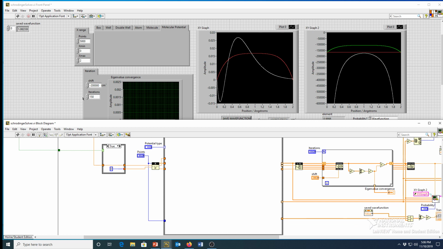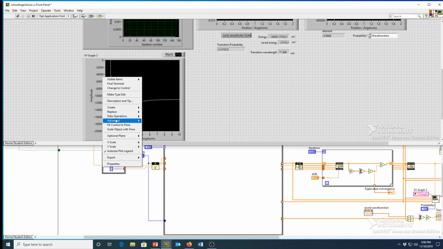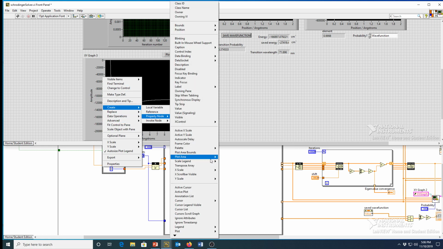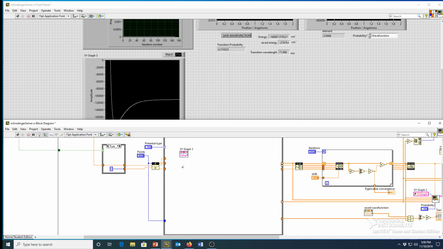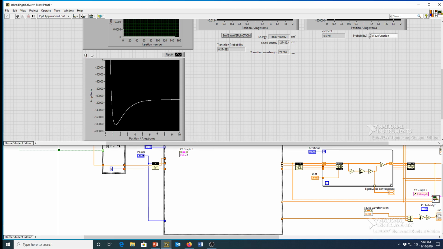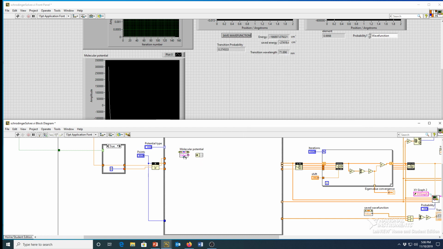And what we want to do is read the values from this plot, essentially, and use that as the potential. So I'm going to create a property node with the values, so I can read the values that are currently displayed on there. I'm going to rename this too, so we don't just have XY graph 3 there the whole time. And then I'm going to unbundle our X and Y values.